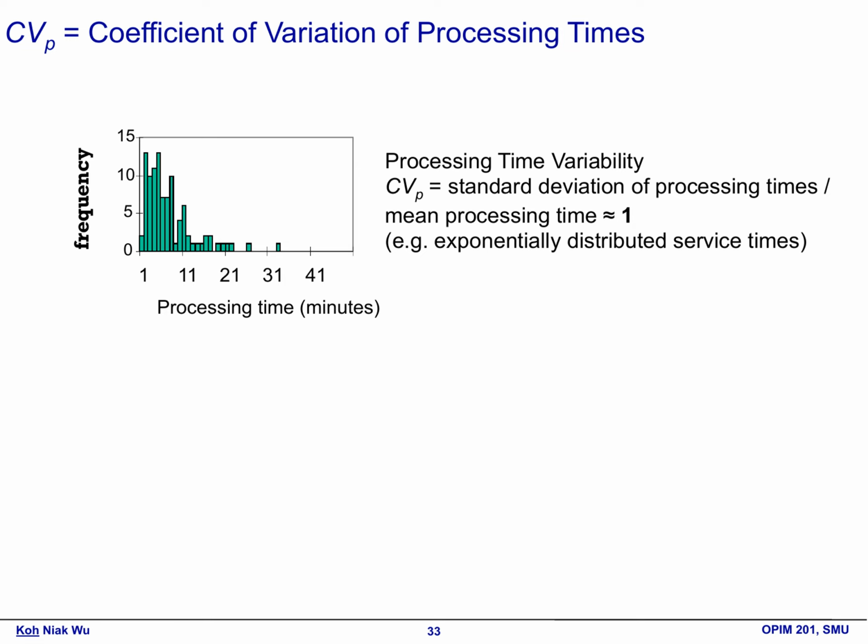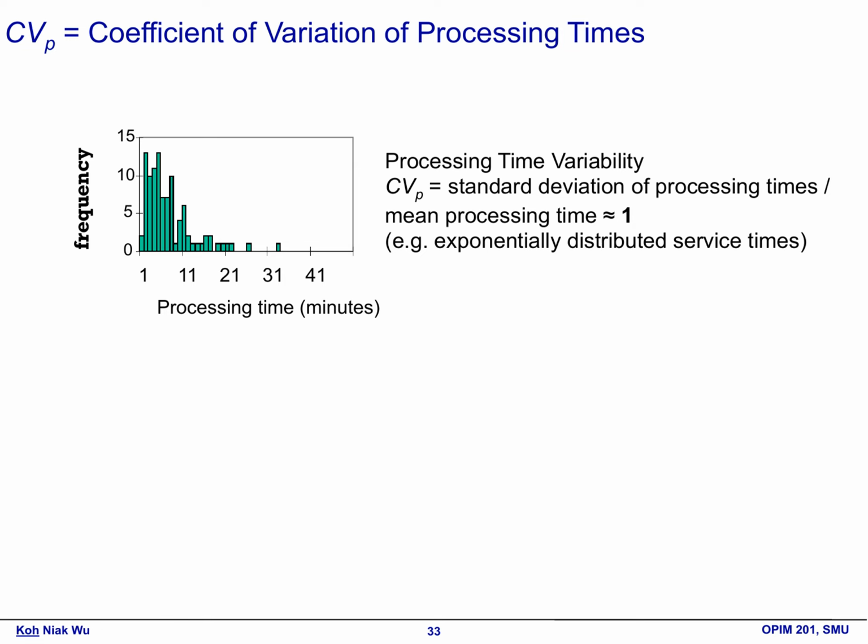1. Processing time. This is how long it takes to complete a task. 2. Standard deviation. This measures how spread out the processing times are. A low standard deviation means that most processing times are close to the average. A high standard deviation indicates more variability. 3. Mean processing time. This is the average time taken to process tasks.